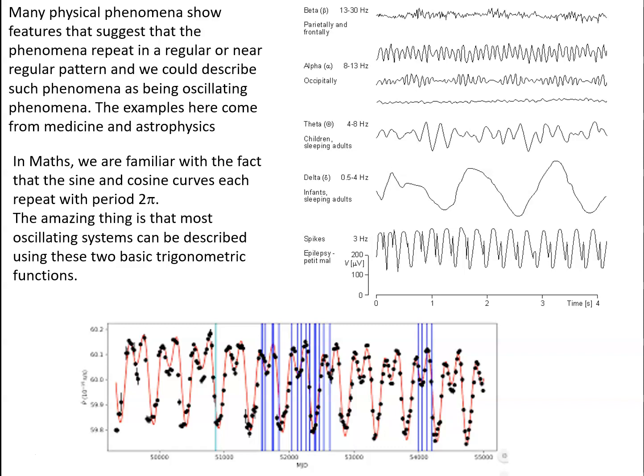Now in maths, we're familiar with the fact that if we're using radians for our angle measurement, then the sine and the cosine curves each repeat with period 2 pi. The amazing thing is that a large number of oscillating systems can be described using just sine and cosine functions. And in this video we're going to see that in a couple of relatively simple examples. But first of all, we've got to develop the major properties of the sine and the cosine graphs.